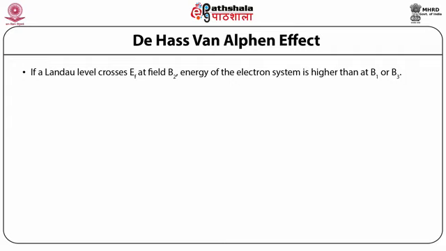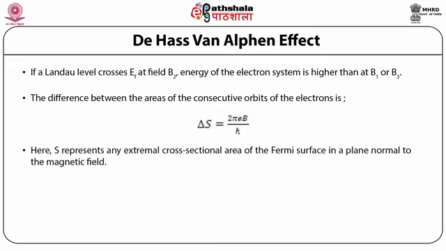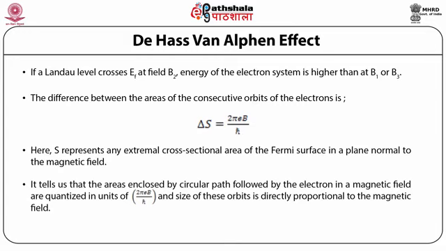As on application of magnetic field, all electrons start moving in a circular path. The difference between the areas of consecutive orbits of the electron is given by delta S equal to 2 pi eB by h cross, where S represents any extremal cross-sectional area of the Fermi surface in a plane normal to the magnetic field. It tells us that the area enclosed by the circular path followed by the electron in a magnetic field is quantized in units of 2 pi eB by h cross, and the size of these orbits is directly proportional to the magnetic field.